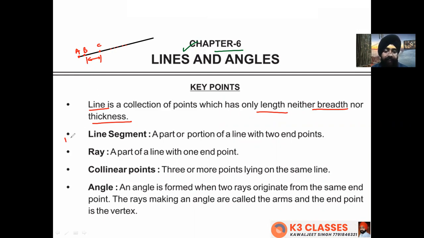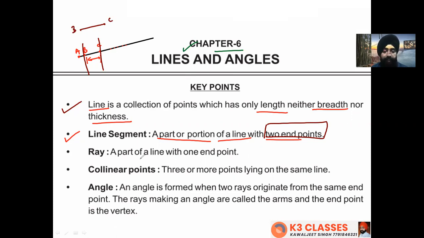So what is a line segment? A part or a portion of a line with two ends, that is, two end points. In this line you can cut a line segment. So here BC is a line segment which has two end points, point B and point C. Now the topics of line and line segment are clear.